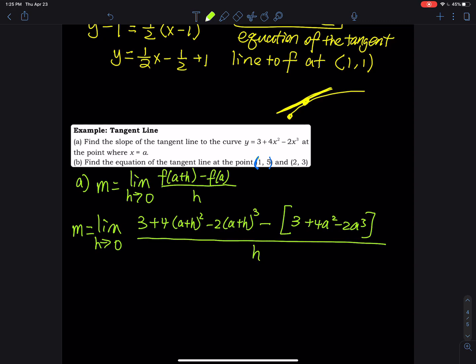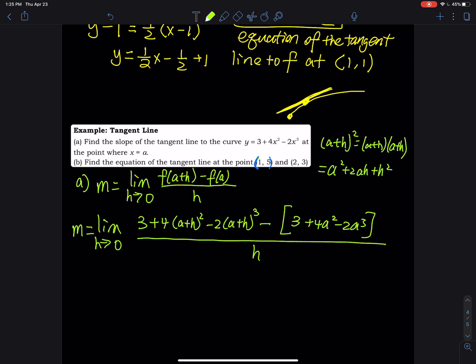Okay, so how do you expand (a + h) squared? (a + h) squared is not a squared plus h squared, right? So that is (a + h) times (a + h), which equals a squared plus 2ah plus h squared. Okay, so that is for the square.